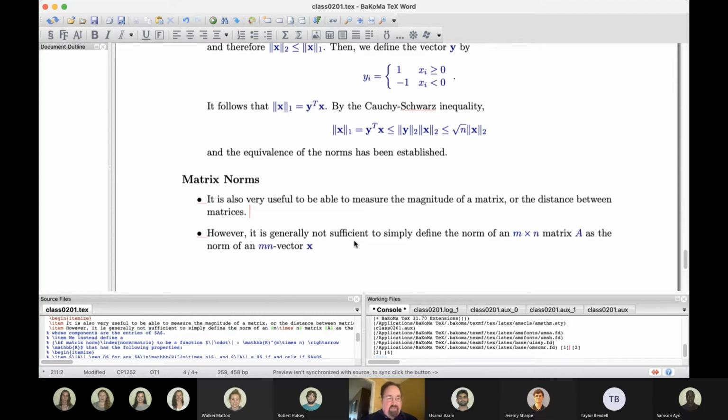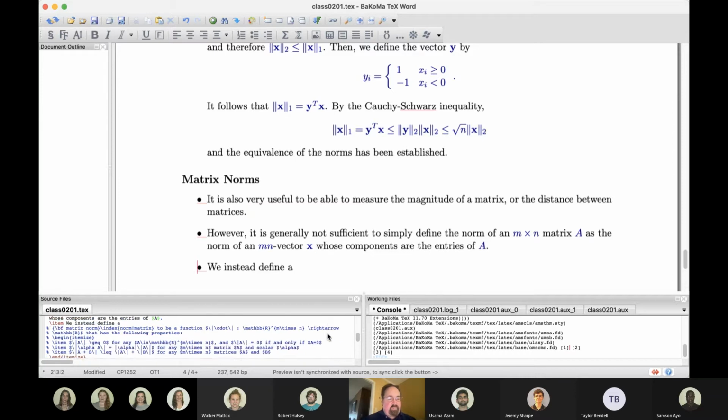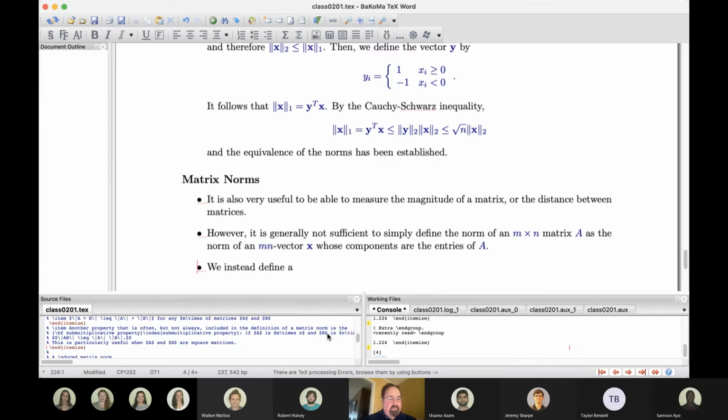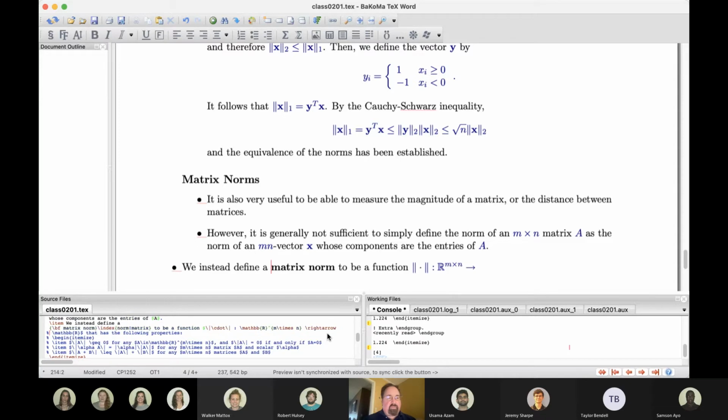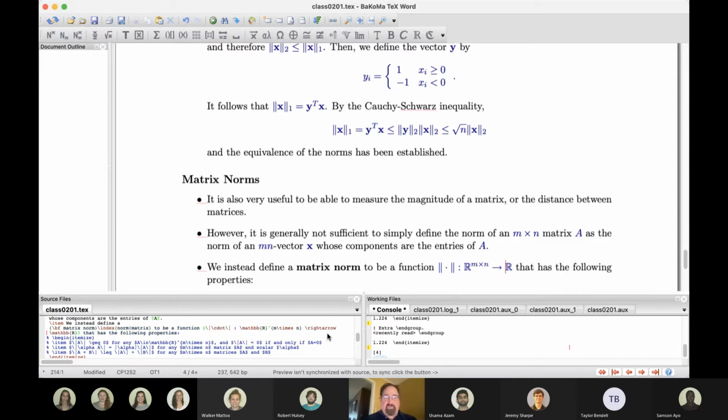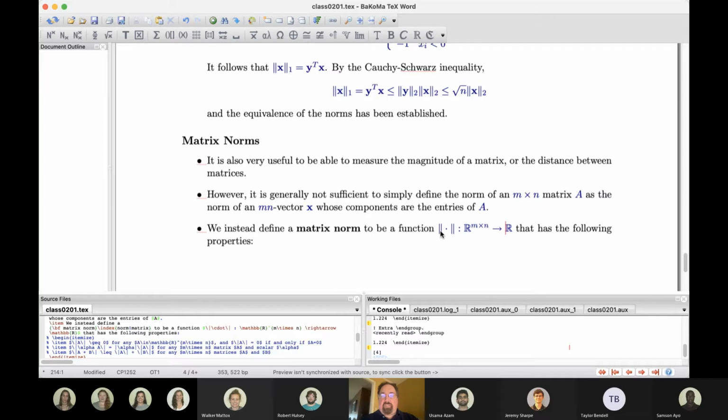That will be one example of a norm, but what we're going to do instead is define a matrix norm in a very similar manner to vector norms. It's a function from the space of m by n matrices to real numbers. So technically, each size of matrix has its own norm.